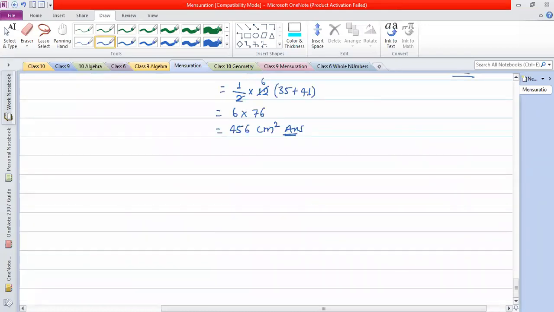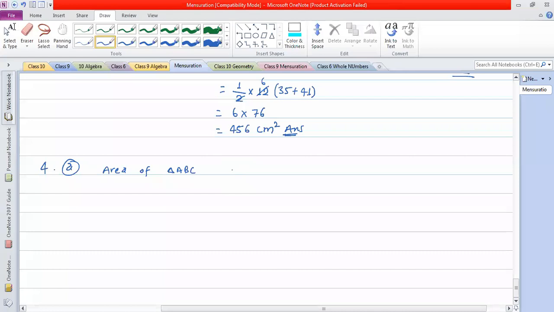Now let us move forward to question number 4. They are called word problems now. The figure is not given, but we can solve after constructing figure also, no problem. 4A number. Here the question is saying find the area of triangle ABC. Area of triangle ABC is asked.